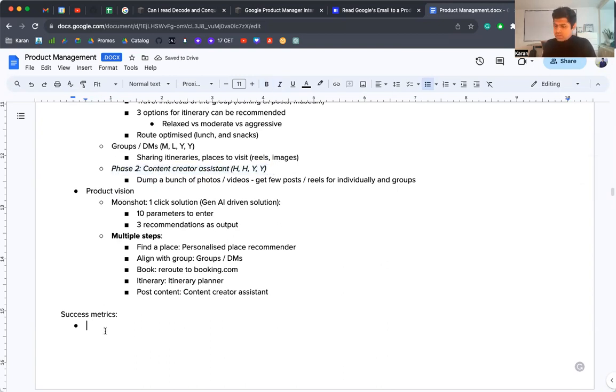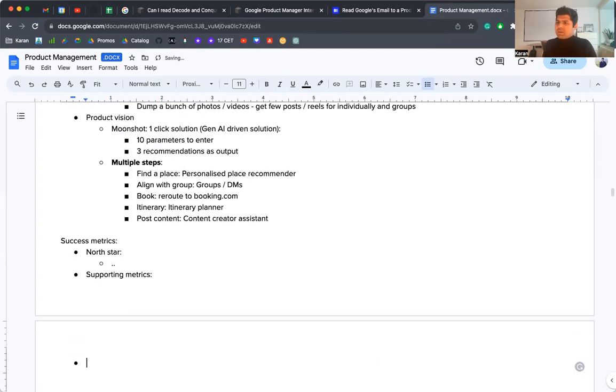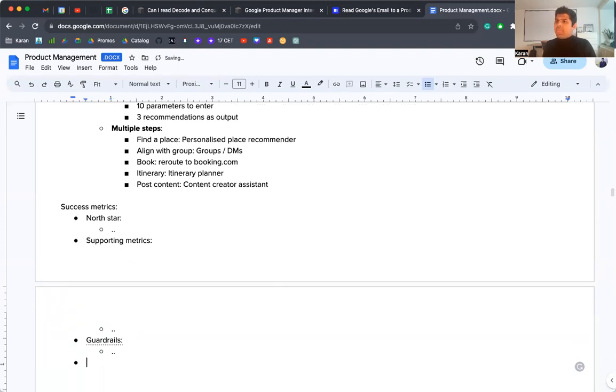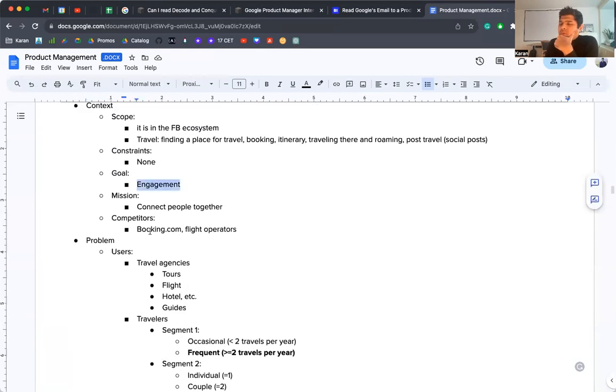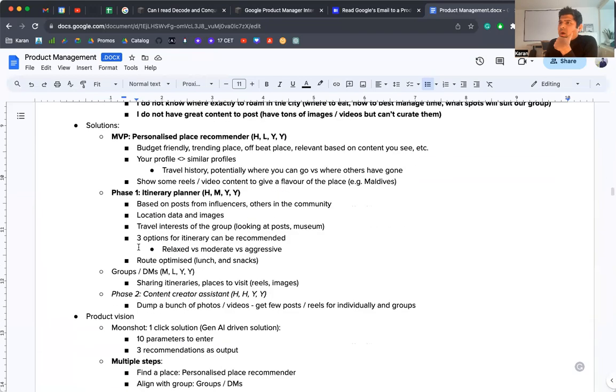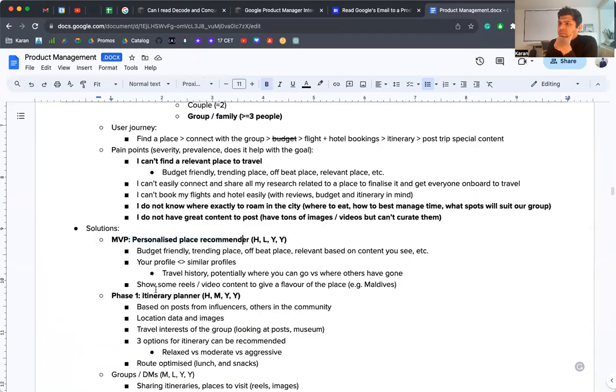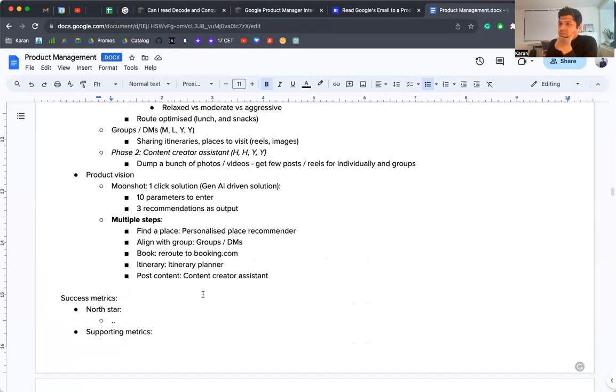Great. So let's look at the North Star, and then let's look at some supporting metrics to track, and some guardrail metrics to look at. Okay. Now our goal was engagement. Our goal was engagement, and we are focusing on personalized place recommendations and itineraries.